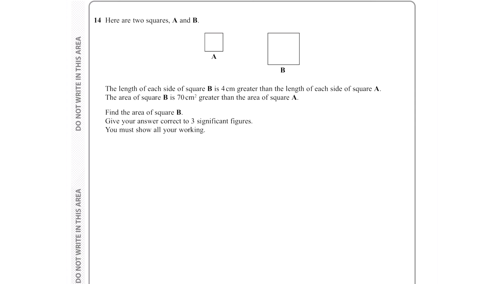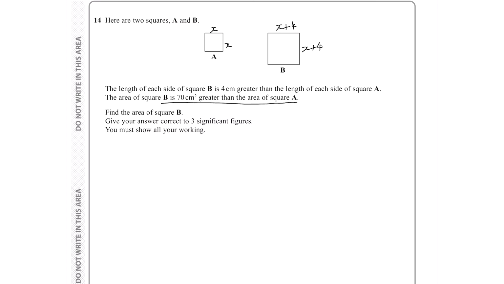So we've been given two shapes and they're both squares. So we know both the length and the height are going to be the same. So we can call this X and this x, and we've been told that this has a length which is 4 greater than the length of A, and we've been told that the area of B is the area of A plus 70, so that's that line there.